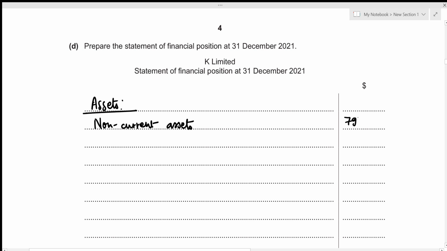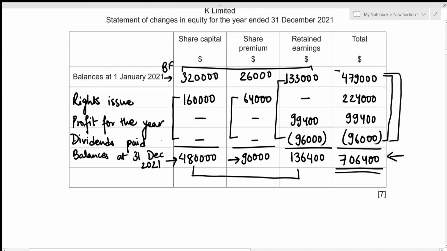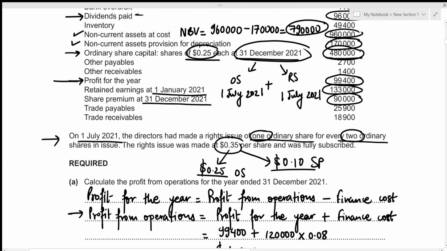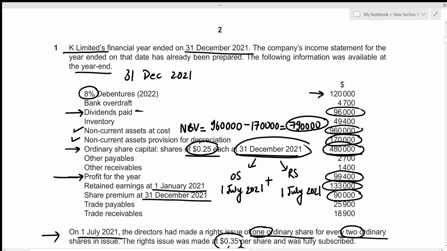So that's 790,000. And this concludes our non-current assets section. Now we can move towards the current assets. Let's have a look at the given information and let's figure out the headings to be included in the current assets section. Okay, the first one is inventory. And inventory has a value of 49,400. So let's record this.